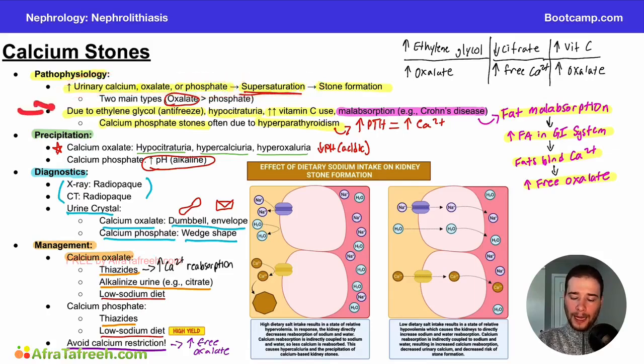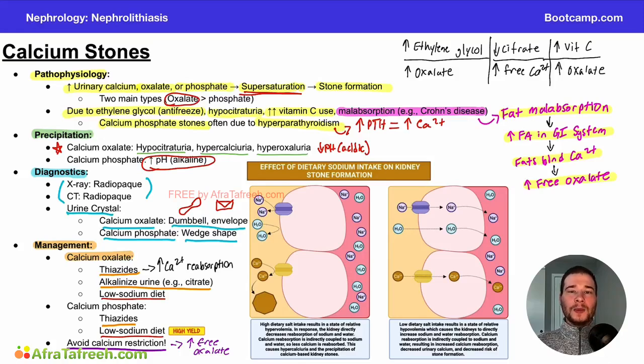We talked about some of the really high yield ones right here and explained why the precipitation of these conditions can vary based on their pH or the actual cause of the stones. For diagnostics, we're going to be looking at some classic and easy imaging studies that can be obtained, including an X-ray or CT. It's important to have a general idea of what the urine crystals will look like, but again, they would rarely give this to you in isolation. I just want you to associate some of these shapes or words with the different types of stones here, whether that be a calcium oxalate stone or a calcium phosphate stone.